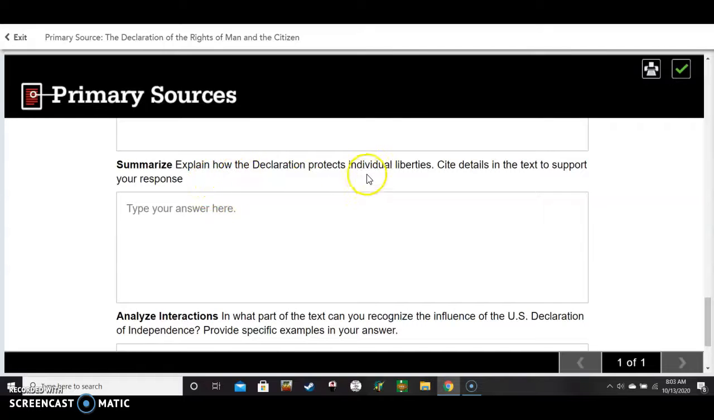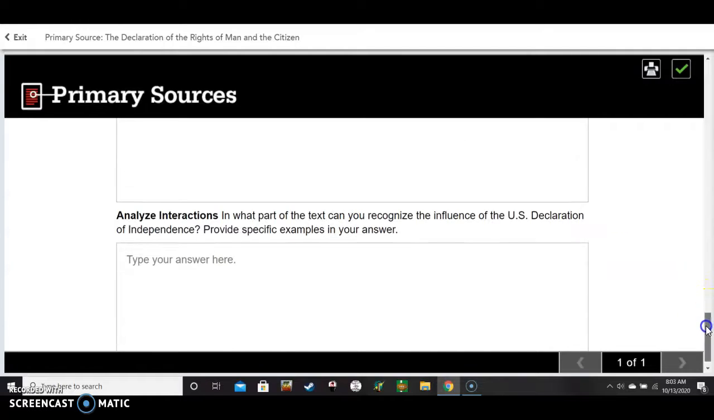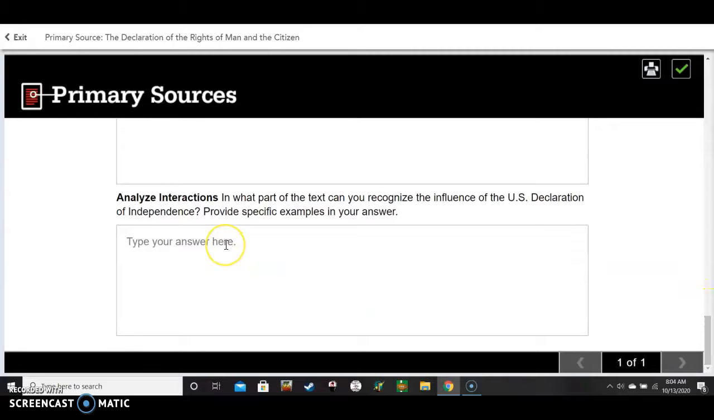How does the Declaration protect individual liberties? Give details in the text to support your response, and try to find 2 or 3 individual liberties that are protected. Here you want to look for areas where it sounds very much like the U.S. Declaration of Independence. The French relied heavily on the Declaration of Independence. There was a lot of widespread support and excitement, and the American Revolution and its documents, particularly the Declaration, are huge founding documents in the French Revolution.